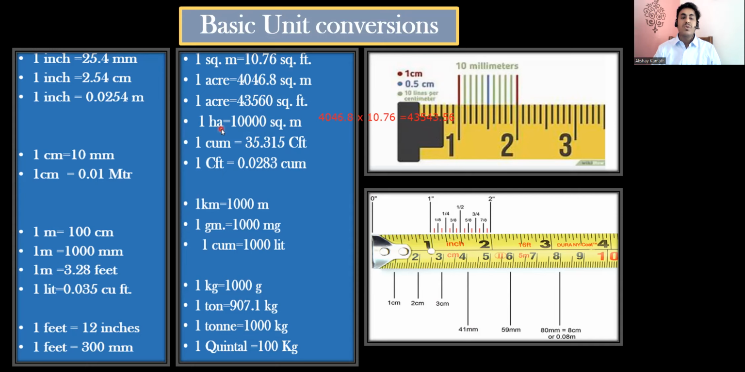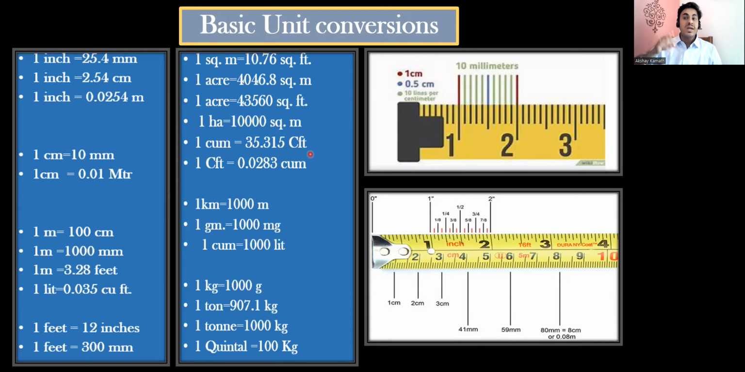Because when you do the quantity estimation, when there is cutting of trees and all, that we measure in terms of hectares. In that case, you should know how to convert from hectares to square meter. So 1 hectare is equal to 10,000 square meter. And this is very important: 1 cubic meter is 35.315 cubic feet. This you have to remember, because like I mentioned, coarse aggregate and sand we measure in terms of cubic feet, but the cement quantity we want in cubic meter.